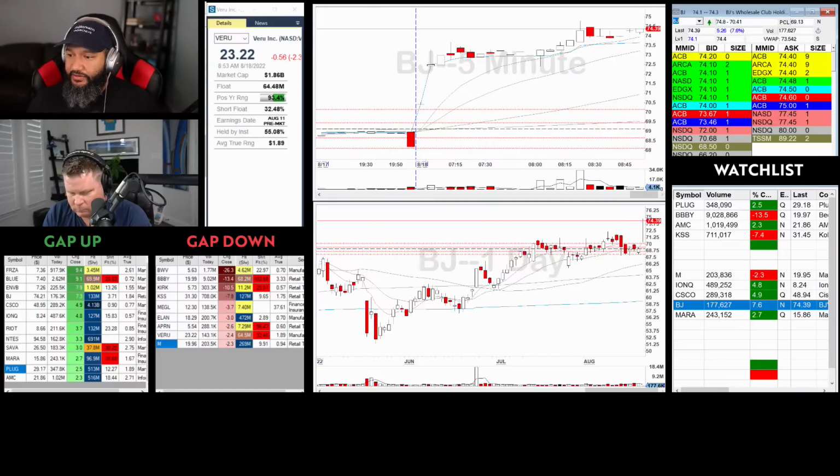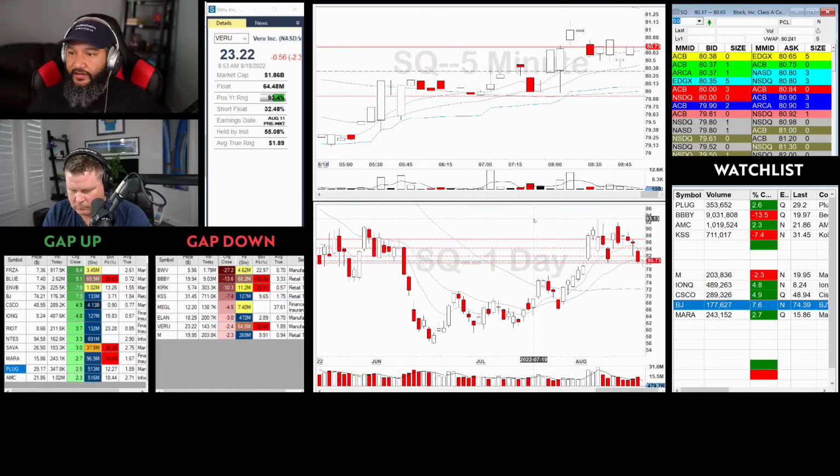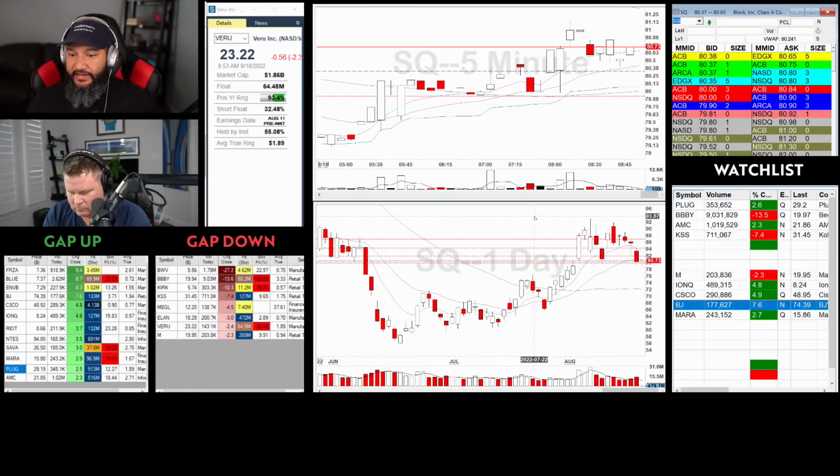SQ. Oh, I missed a few here. Let's look at SQ first. SQ this morning, which is Block, they're pretty flat right now. I mean, they had a couple of moves here, but right now they're pretty flat.